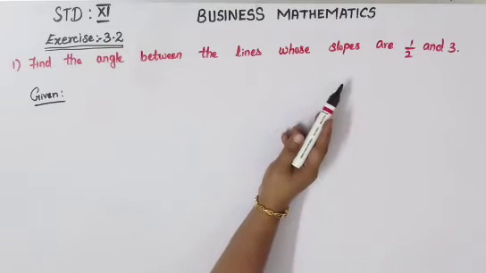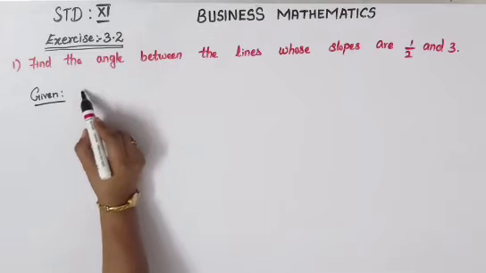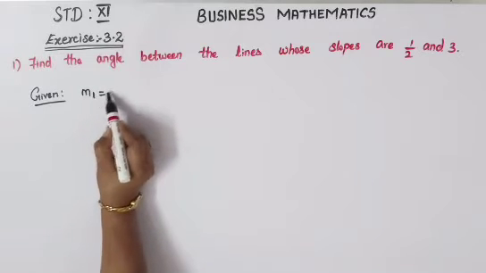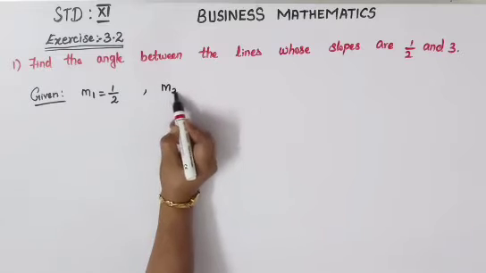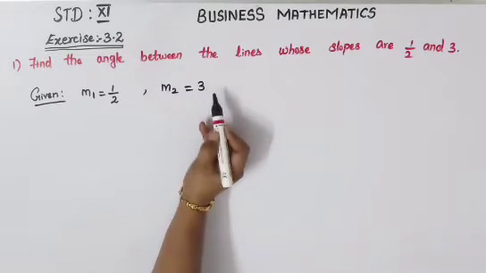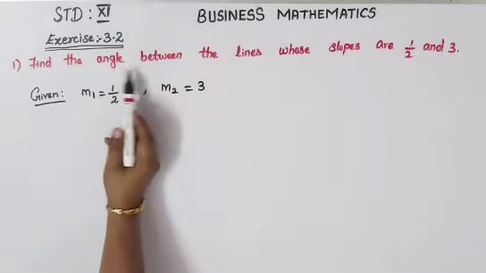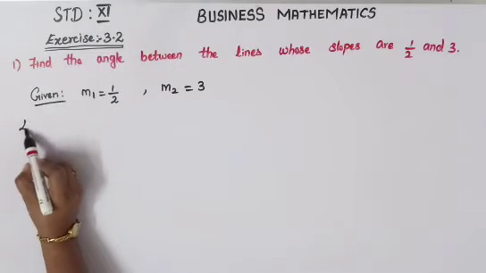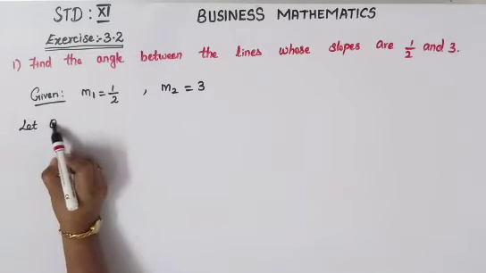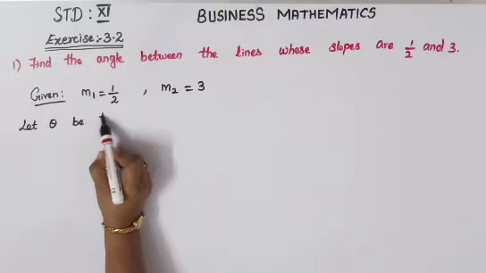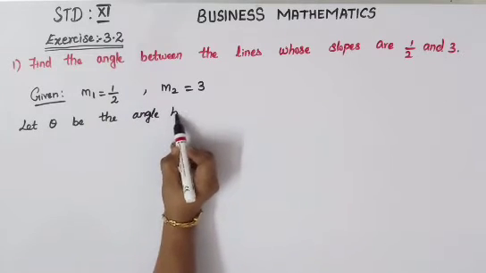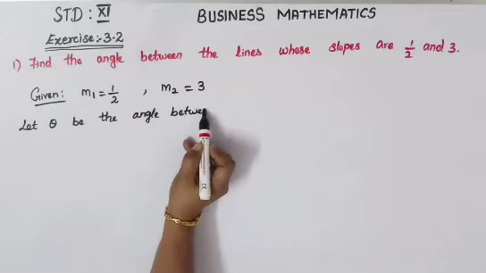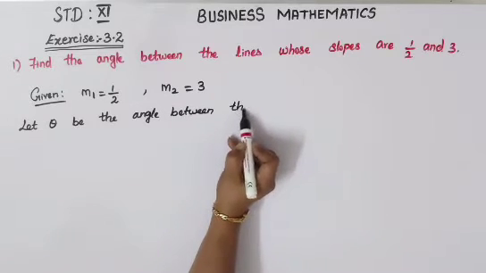The slopes are given here, so we can mention m1 is equal to 1 by 2 and your second slope we can write as m2 is equal to 3. Now they have asked you to find the angle between, so first we will declare the angle: let theta be the angle between the lines.